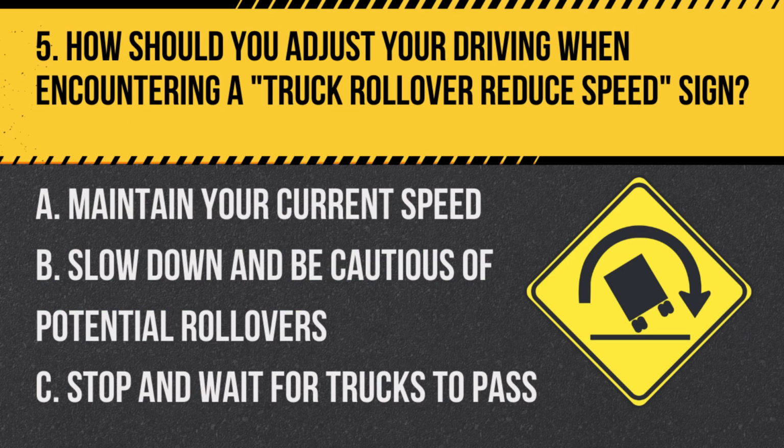Question 5. How should you adjust your driving when encountering a truck rollover reduce speed sign? A. Maintain your current speed. B. Slow down and be cautious of potential rollovers. C. Stop and wait for trucks to pass. Answer. B. Slow down and be cautious of potential rollovers. This sign indicates a high risk for trucks to roll over, and reducing speed increases safety.